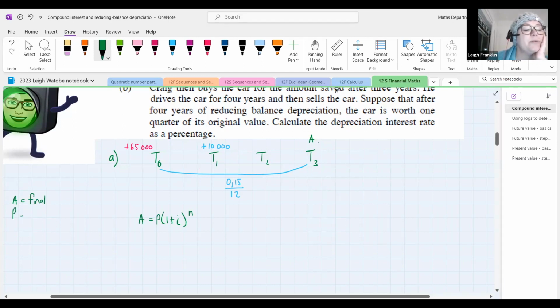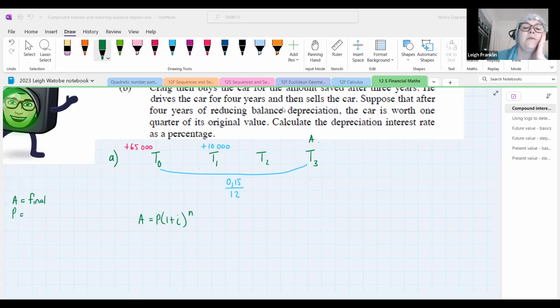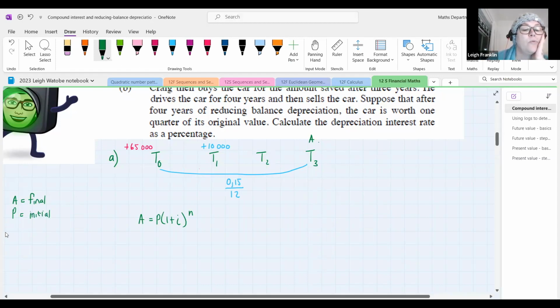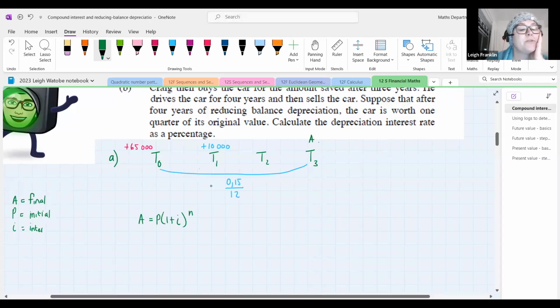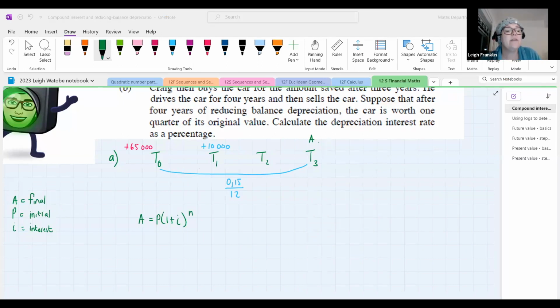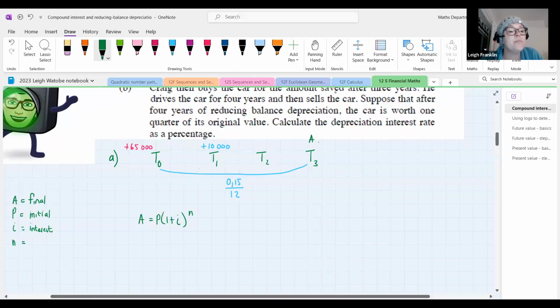What does P represent? Okay, good, our initial amount. What does i represent? That's it, the interest rate. So remember, that's got to be divided by 100. It's given as a percentage. Excellent. And finally, what does n represent?